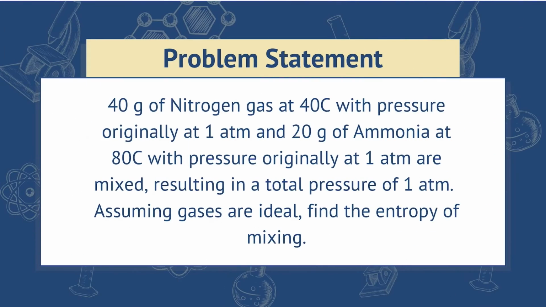So moving forward, our sample problem: 40 grams of nitrogen gas at 40 degrees Celsius with pressure originally at 1 atm and 20 grams of ammonia at 80 degrees Celsius with pressure originally at 1 atm are mixed, resulting in a total pressure of 1 atm. Assuming gases are ideal, find the entropy of mixing.